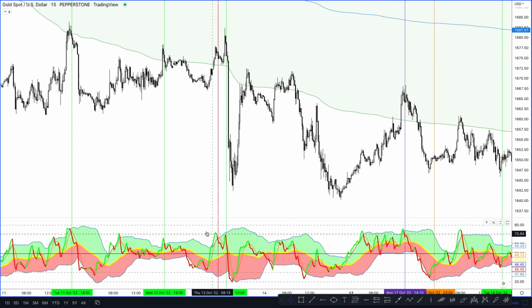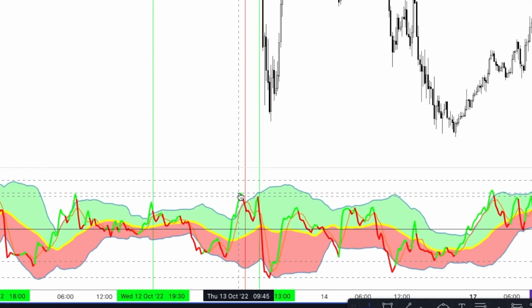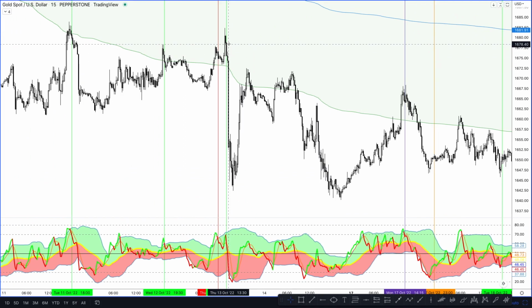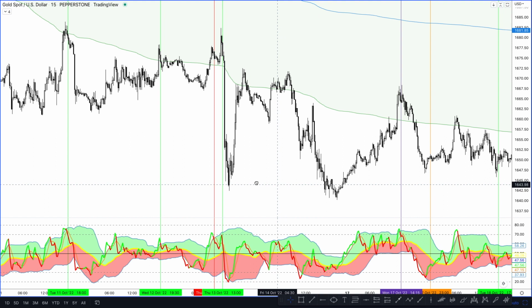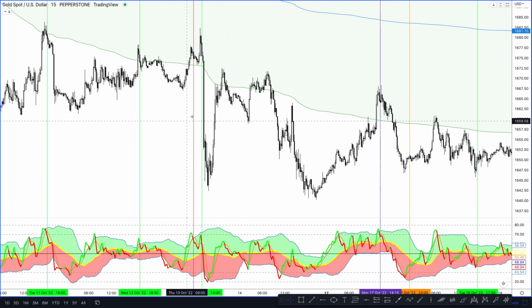We did have a shark fin and a 70 touch, but this was a divergence trade from here to here. And we can see that this entry over here was our better entry for the trade, going all the way down there. So people might be asking me, how do you know where your take profit is? How do you know where your stop loss is?